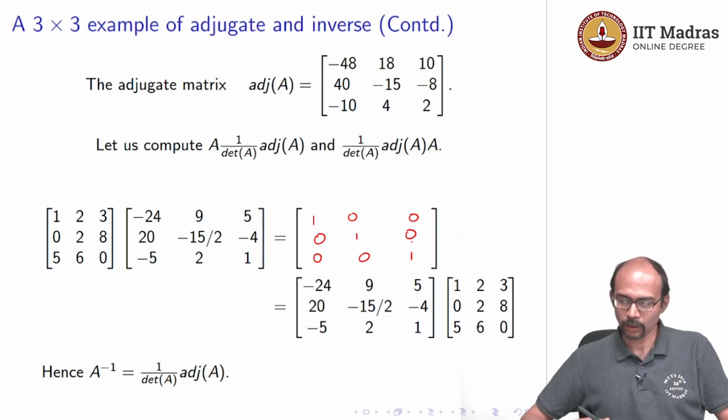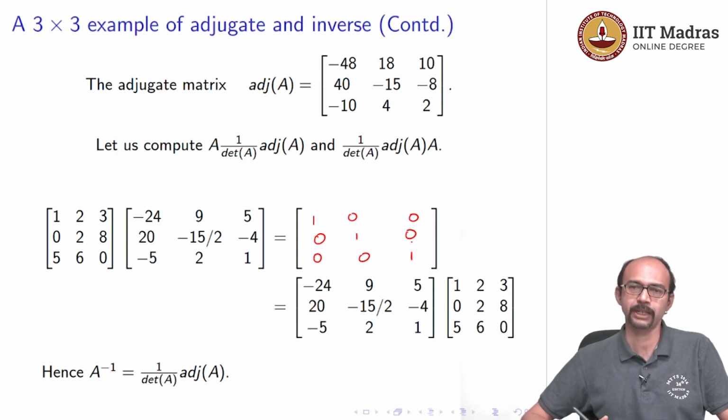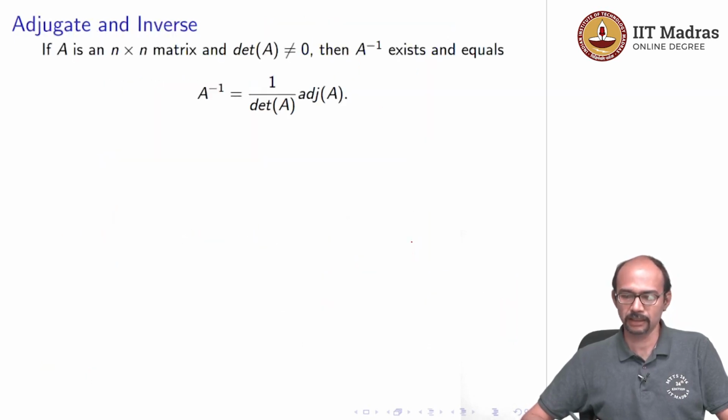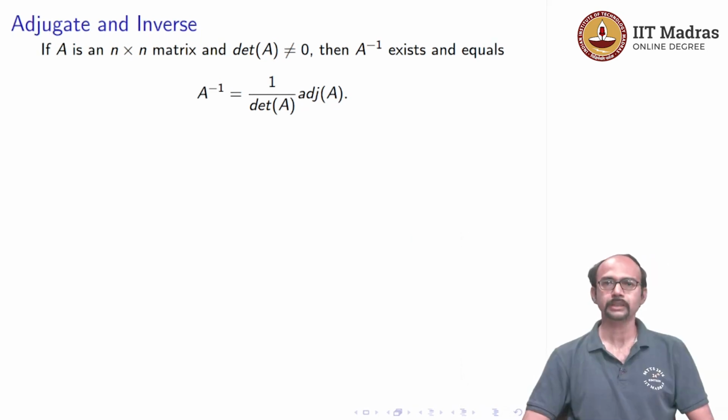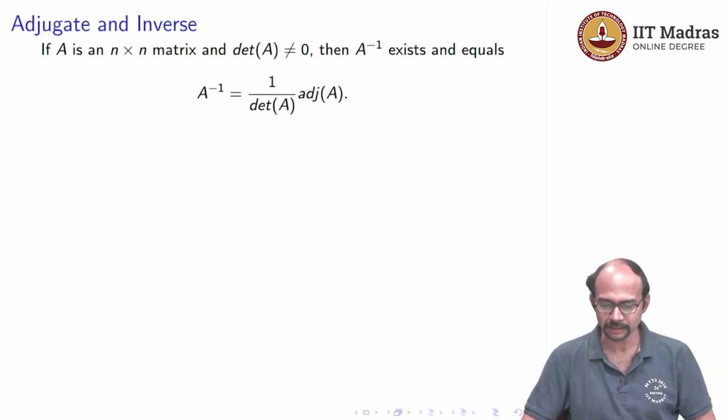So, what does that tell you? That tells you that A inverse, for this example, is 1 by determinant of A times adjugate of A. Well, it turns out that this is a general fact, and that is exactly what we are going to state here. So, if A is an n by n matrix and determinant of A is non-zero, then A inverse exists and equals 1 by determinant of A times adjugate of A. So, how do we get this relationship?